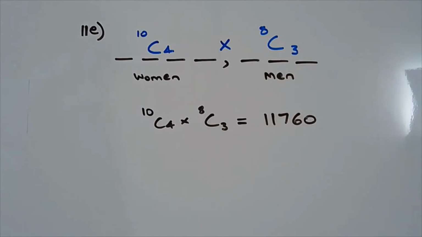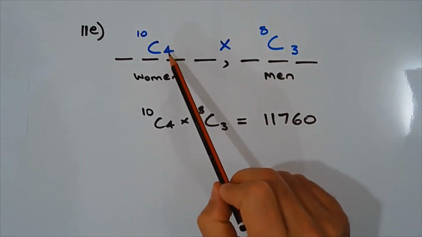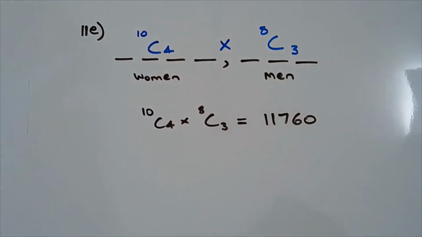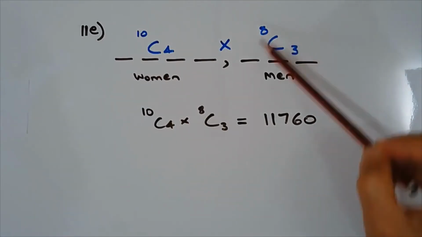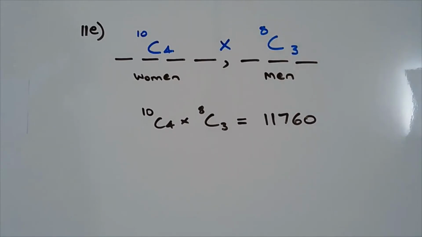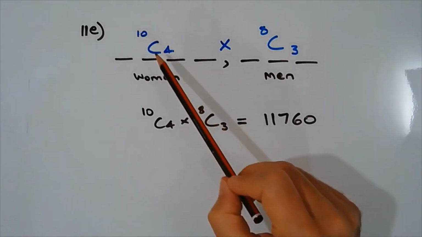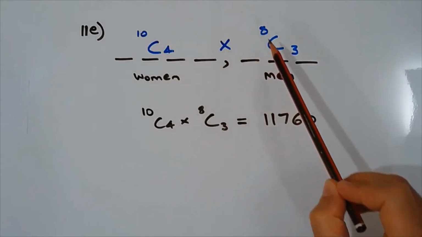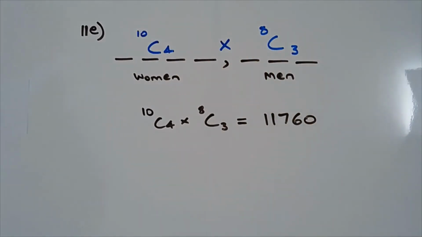3 men. Now we're going to choose 4 women from 10, where the order does not matter. So this is a combination. Likewise, we're going to choose 3 men from 8, again where order does not matter. So by the fundamental counting principle, the number of arrangements is 10 choose 4 multiplied by 8 choose 3, which is 11,760 combinations.